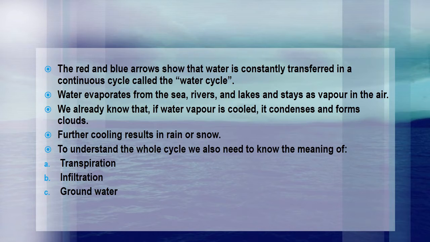Now, Figure 2.10, that was shown in the previous slide, explains firstly the red and blue arrows, which show that the water that is transferred on a continuous basis is called the water cycle. It evaporates from sea, rivers and lakes and then stays in the form of vapor in the air. When the clouds get heavy because of the weight of the water, it falls down in the form of rainfall, snow or hail. As we know, when it cools down, it condenses from cloud. And now we should have a look at transpiration, infiltration and groundwater to understand the water cycle clearly.